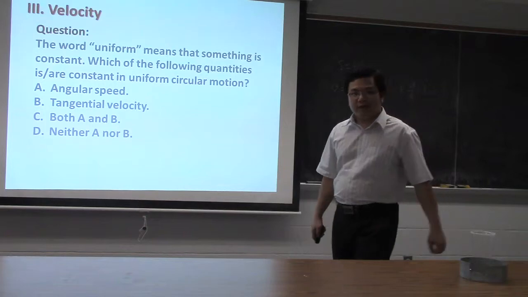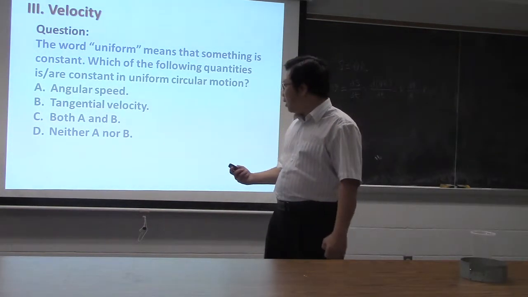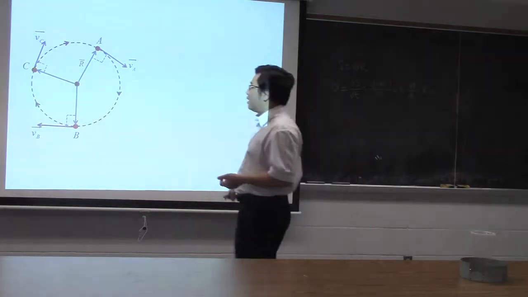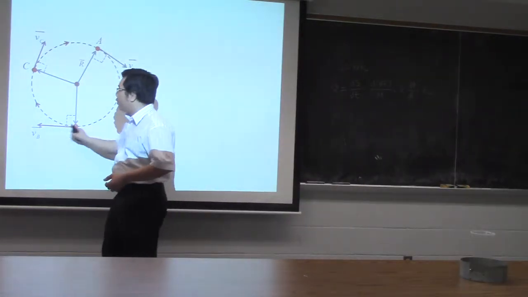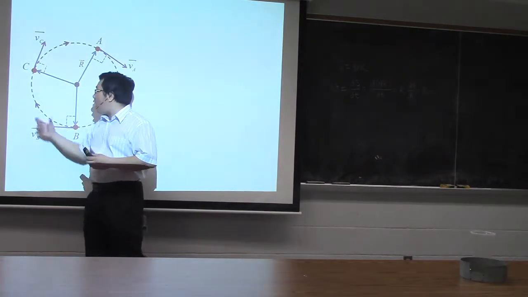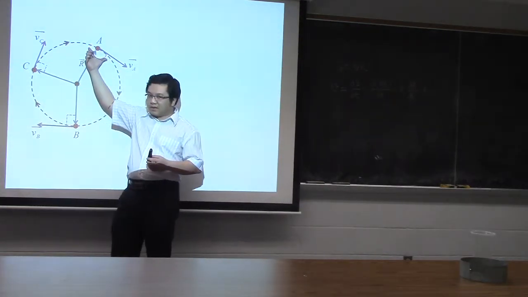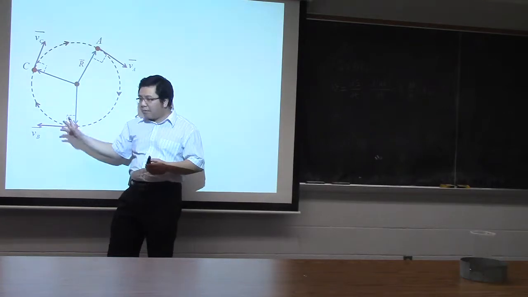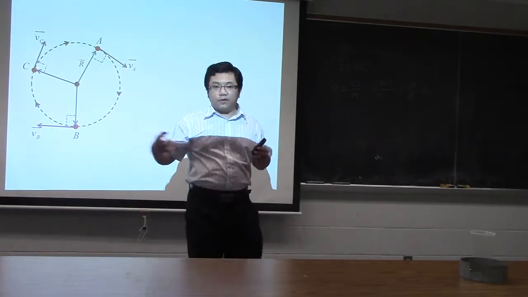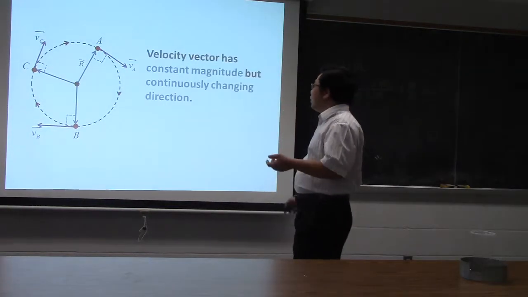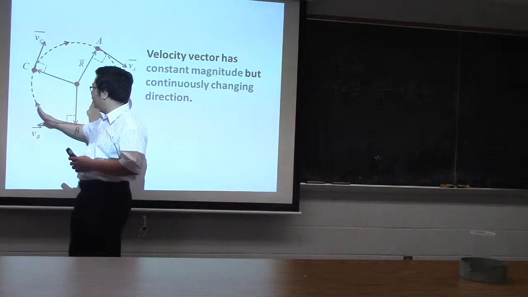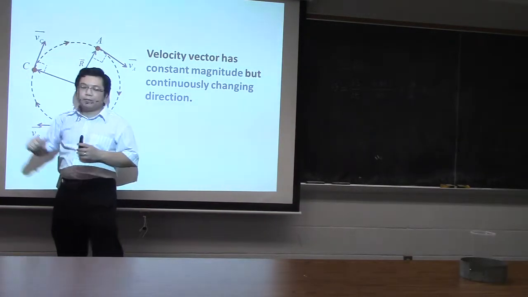Alright, now I will give the answer. To answer this question, let's look at this picture again. You see that this point mass is moving on a circle at a constant speed, which means that the magnitude of the velocity is constant along the circle. But the direction of velocity is obviously different for different points. So we will say that velocity vector has constant magnitude but continuously changing direction.